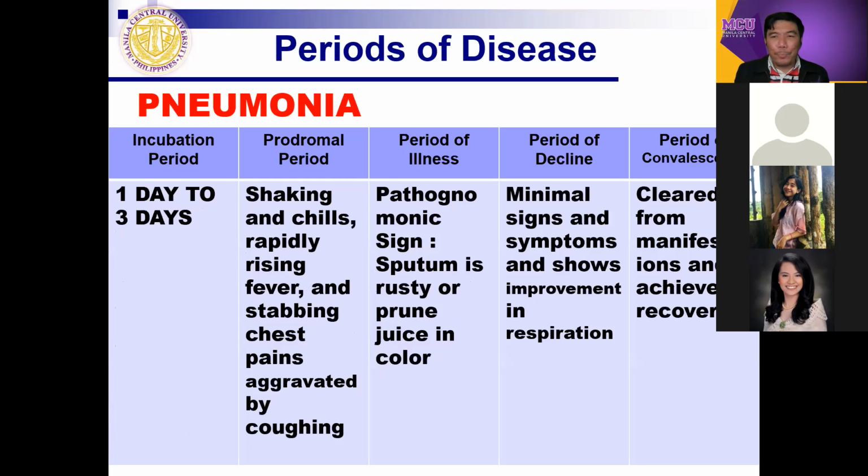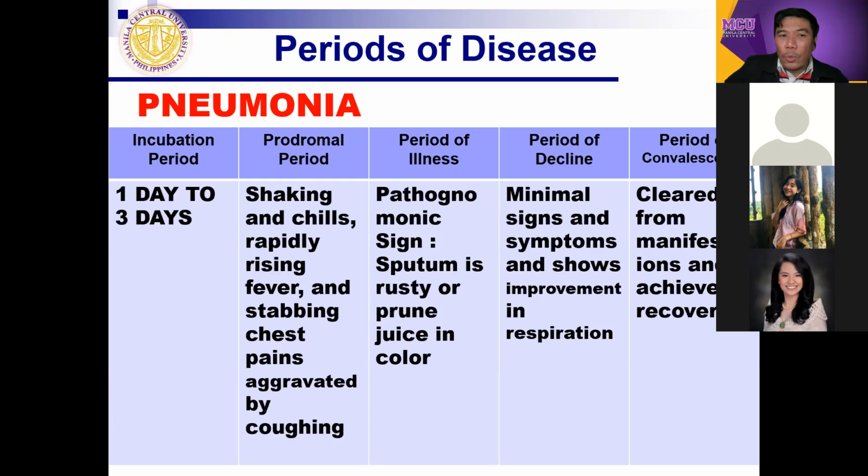Another example, periods of disease natin, pneumonia. Okay. Ang pneumonia treatable. Usually pag mga diseases na hindi treatable, it only ended up with period of illness. Kaya if you will notice, they may not appear in the period of decline and convalescence. But pneumonia can be treated. So the incubation period of pneumonia is 1 to 3 days only. Can you imagine that? 1 to 3 days only. You need to observe yourselves for 1 to 3 days.